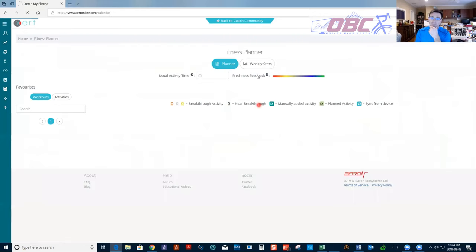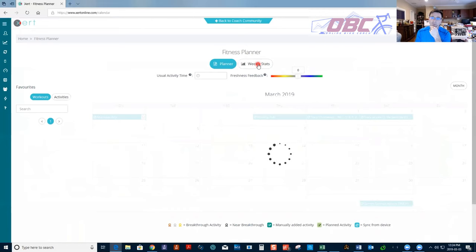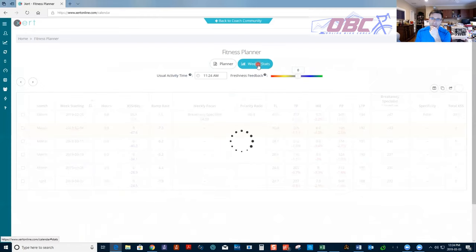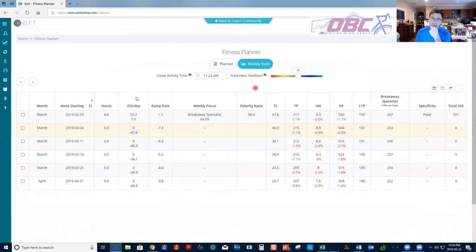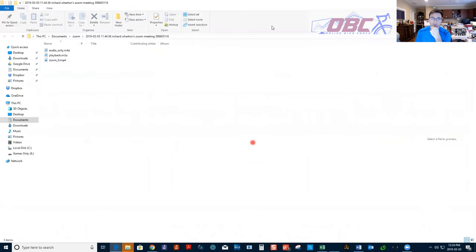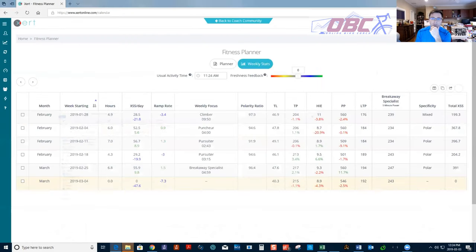on the planner and on the weekly stats as soon as this populates right here. And we're going to hit the back arrow just to look at the thing empirically. And why is that happening? We'll skip that. Let's go right there. So that leads to a polarity ratio.